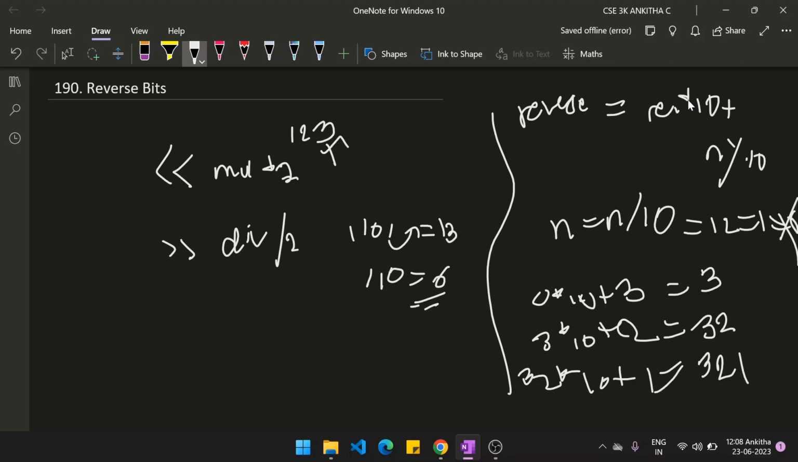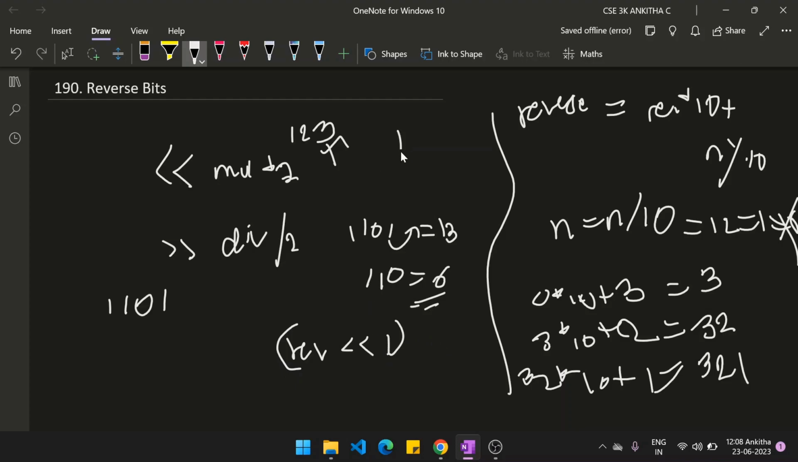So instead of multiplying by 10, we use the left shift operator. And instead of dividing the number, we do a right shift on the bits, shifting the bit by one position. Same here, instead of taking 32 bits, just for the example's sake, we will take 1101. Once you have this number, we will have reverse. As I said, we have to do a left shift by one position.